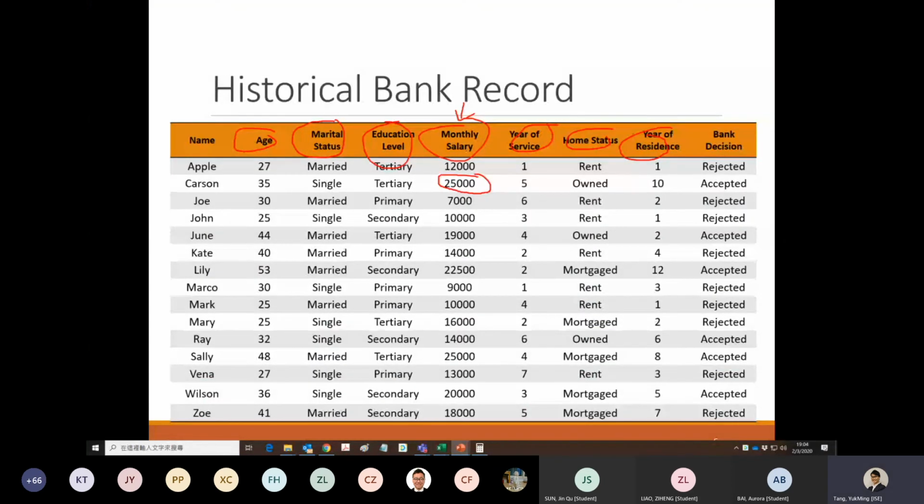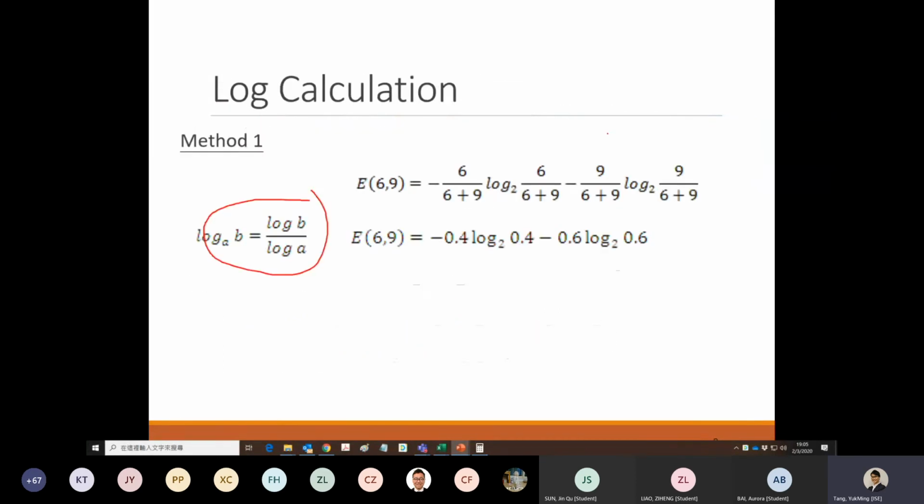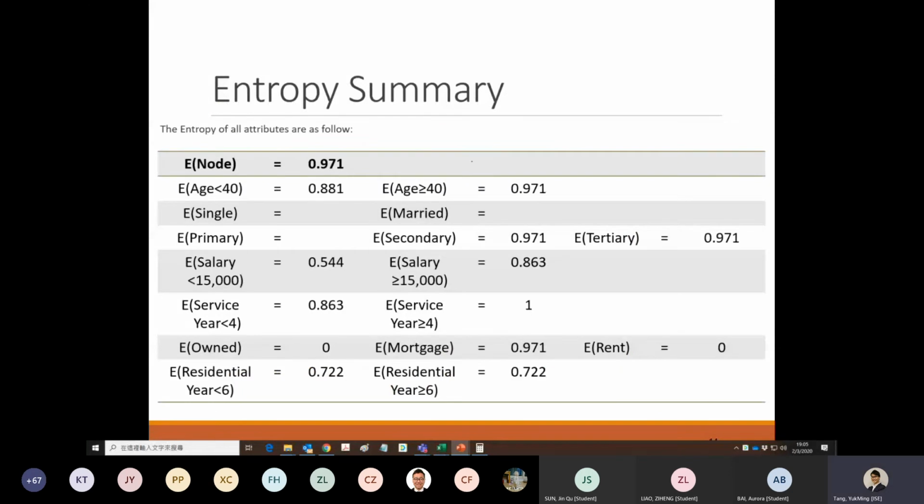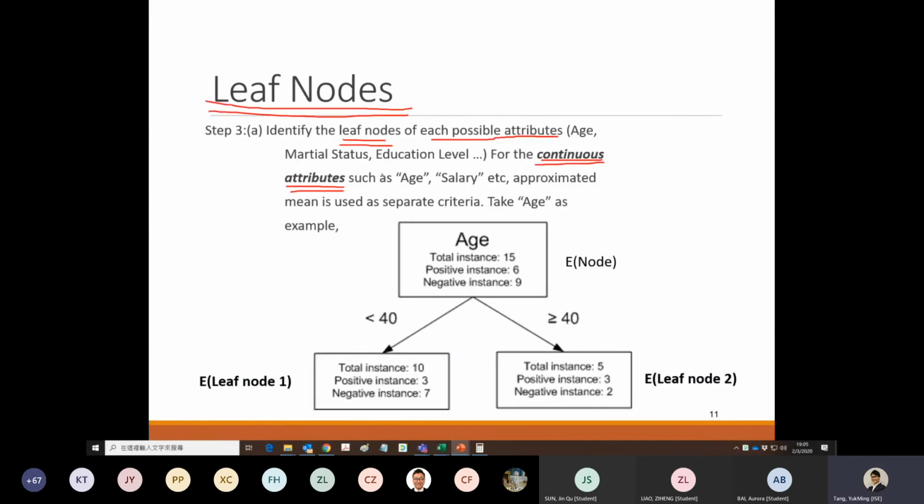The monthly salary can be $1, $2, $3, $3.5, $6, and so on, so this is a continuous attribute. The age, you could be 27 years old, 28, 29, 29.3, and so on, so age is also continuous. Year of service is continuous, and years of residence is also continuous. For the rest, status, education level, and home status, they are categorized attributes. So we have continuous and categorized attributes.